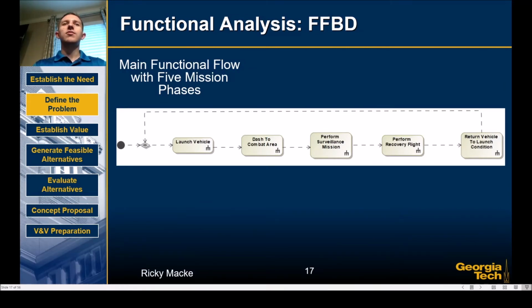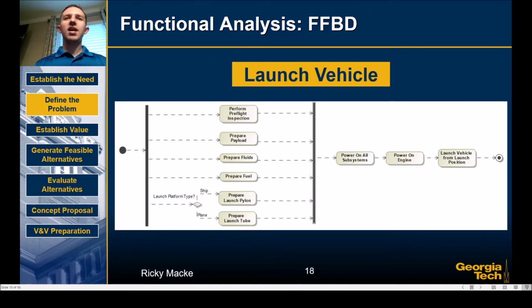And then now you can see the functional flow block diagram. This is the high-level block diagram, including the 5 main functional phases conducted in order. And then after that final return vehicle to launch condition function, it loops back to the beginning and starts over. Here's the FFBD for the launch vehicle function.